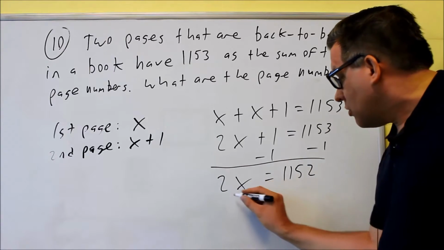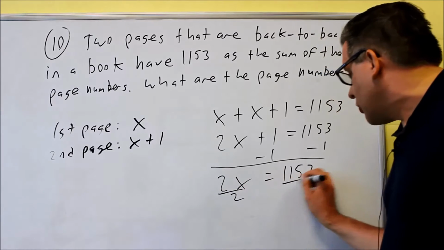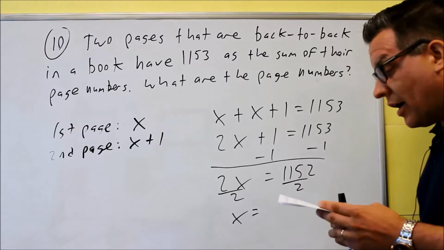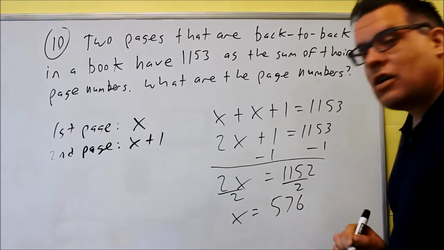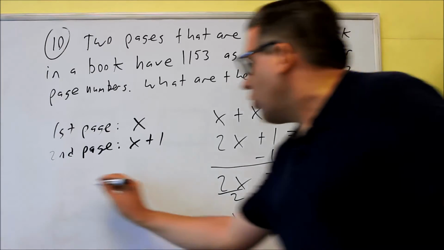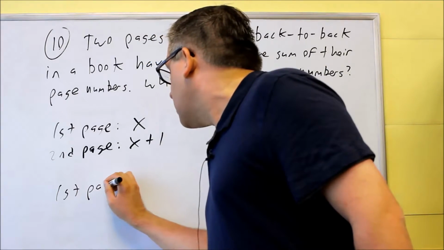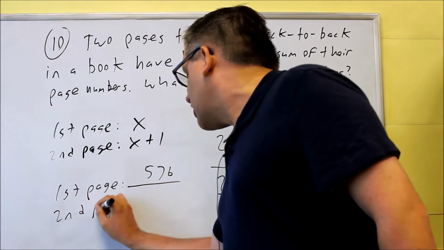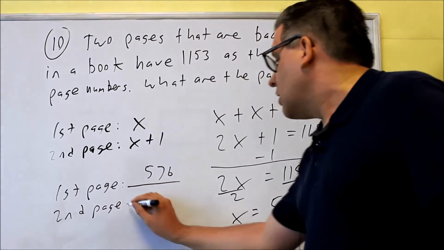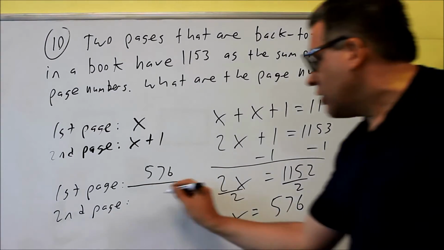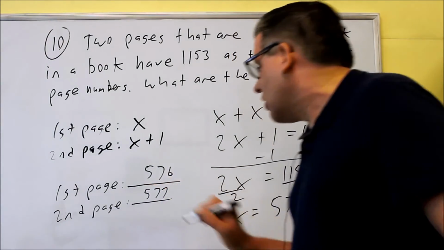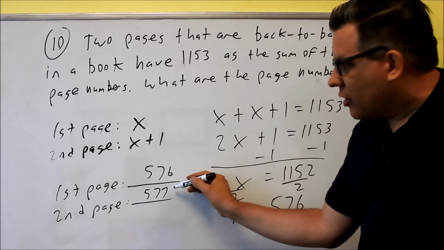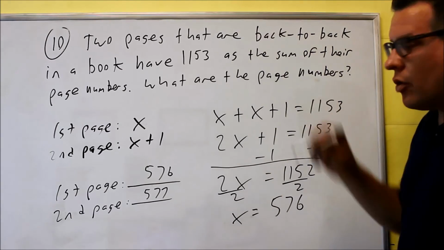We're going to divide here because we want to get x by itself, so we're going to divide both sides by 2, and then what I get is the first number is going to be 576. So when I write my answer, the first page answer I'm going to put is 576. For the second page, I just know that it's going to be one more than the first one, so I'll just add 1 to that, so 577 I'll get for the second page. So this one is one more than the other one, and when I add that together, I do get 1153.